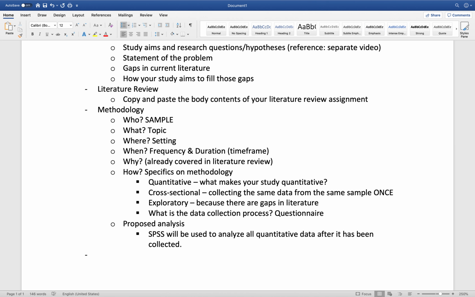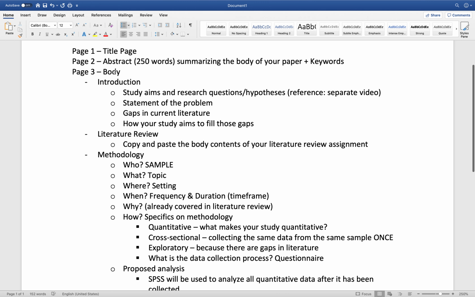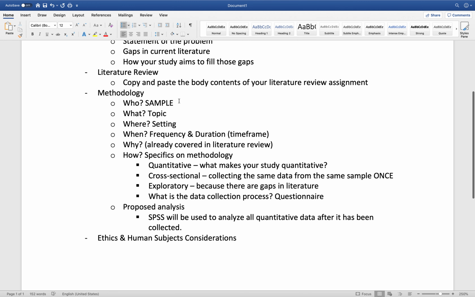So let's come up with that. Ethics and human subjects considerations, and that'll be page 3. Yeah. So okay. So ethics and human subjects considerations will be the last part of the body of your paper, and here you're just going to narrate the ethics form.